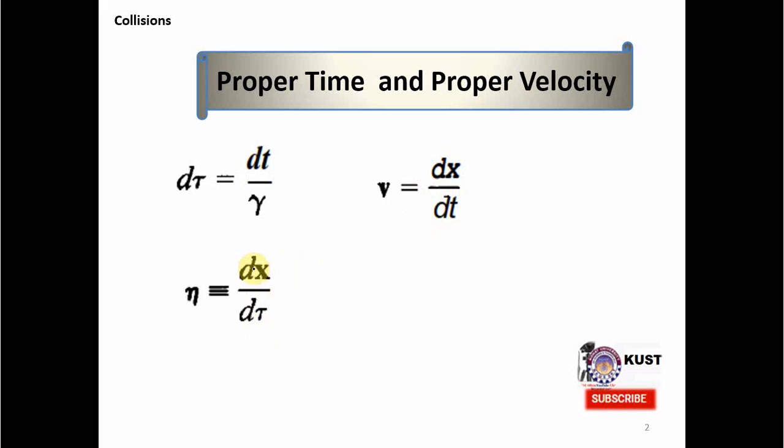So dx by d tau is called the proper velocity. When an observer measures the velocity of some other particle or object in its own frame of reference, then we say it is the proper velocity, because velocity does change from one frame of reference to another. And then this proper velocity is related to the usual velocity by the Lorentz factor gamma, as the time intervals were related. Similarly, the velocities are related to the usual velocity by the Lorentz factor gamma.